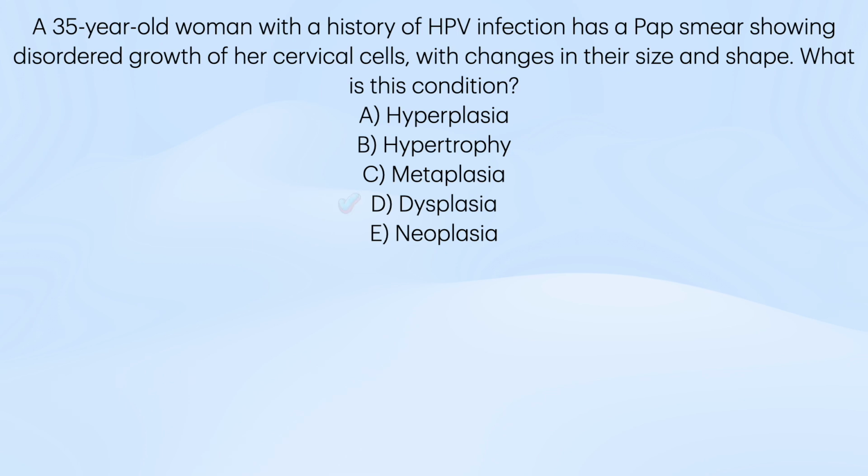Dysplasia. The pap smear shows dysplasia, which is disordered cell growth. This is often a precancerous change, especially in the context of persistent human papillomavirus infection.